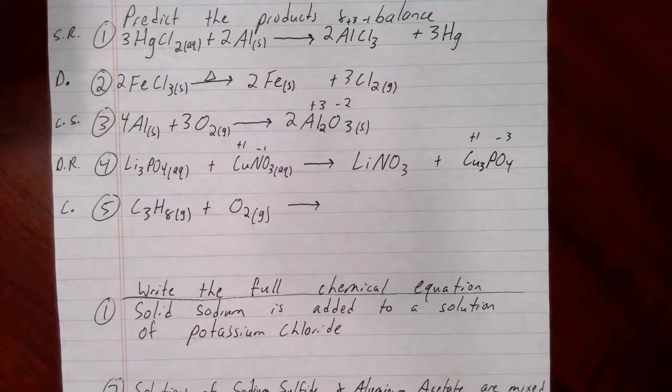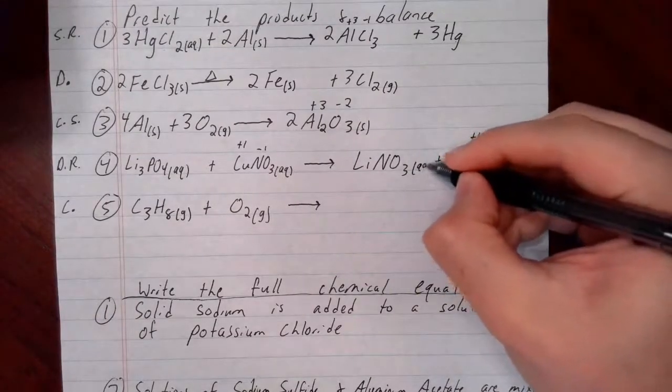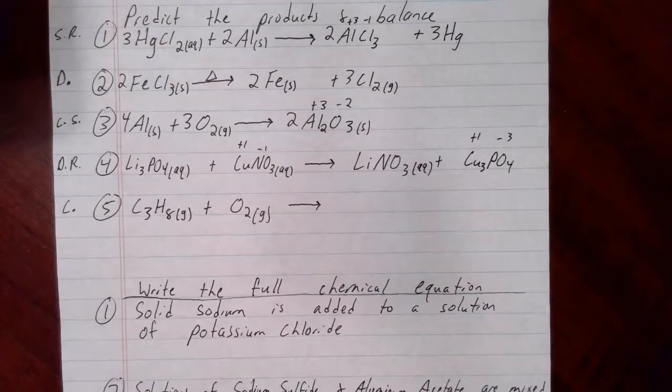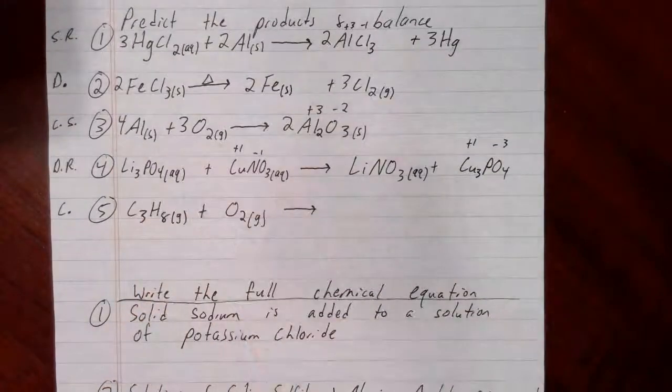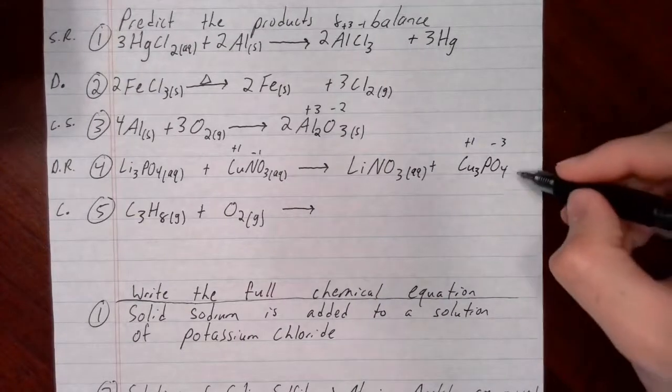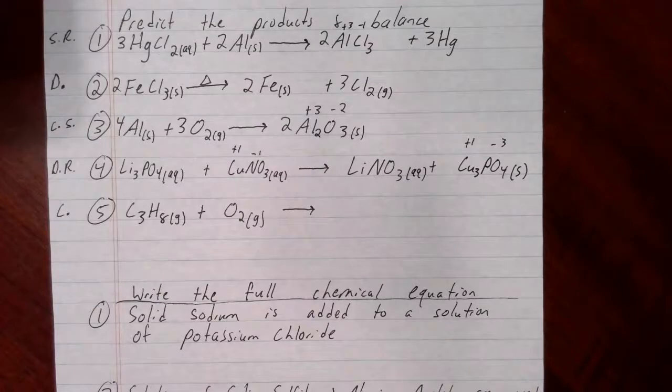So now I go back and check my solubility rules. For nitrates, I see nitrates are always soluble, no exceptions, so I have AQ. Then I go to the rule for phosphates. Phosphates are insoluble, except for alkali metals or ammonium. So that's why this phosphate was soluble, because lithium is an alkali metal. So if phosphates are insoluble and copper 1 is not an exception, I get a solid there. Okay, so copper 1 phosphate is my solid product there, so the reaction actually happens.